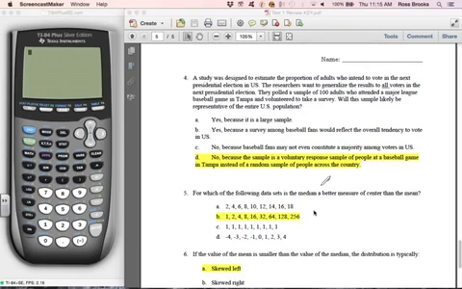Moving on to the last page of the review, thinking about populations and samples, how to get a good sample. Number 4 says a study was designed to estimate the proportion of adults who intend to vote in the next election. They want to generalize results to all voters in the next presidential election, and they poll a sample of 100 adults who attended a Major League Baseball game in Tampa and volunteered to take the survey. Will this likely represent the entire population?